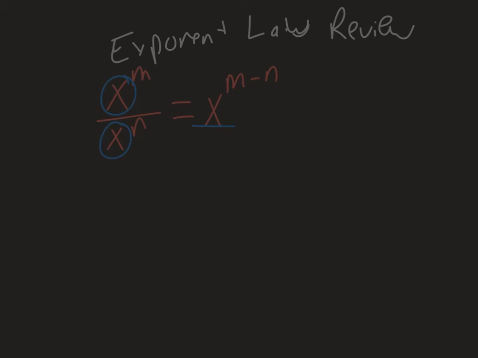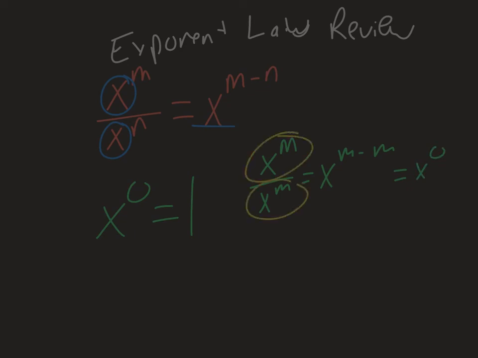Okay, another one, anything to the 0 power is always 1. Now a way we can think about that is if I have x to the m over x to the m, well, this would be equal to x to the m minus m, which would be equal to x to the 0 power. And if I think about all the way back here, anything divided by itself is 1. Therefore, anything to the 0 power is 1.